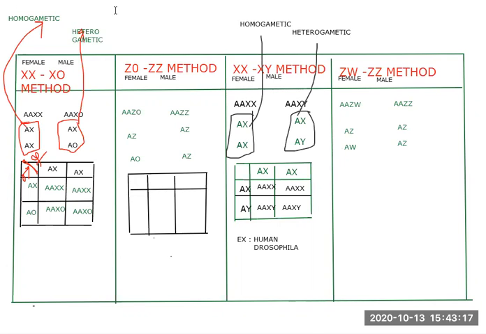So what to do? Simple, again the same. We need to make the table and fill the table as usual. Nothing new, the same routine. We take female gametes on one side and male gametes on the other side, and we write: AZ type of sperm with AZ type of ovum will form an AAZZ zygote. What is AAZZ?